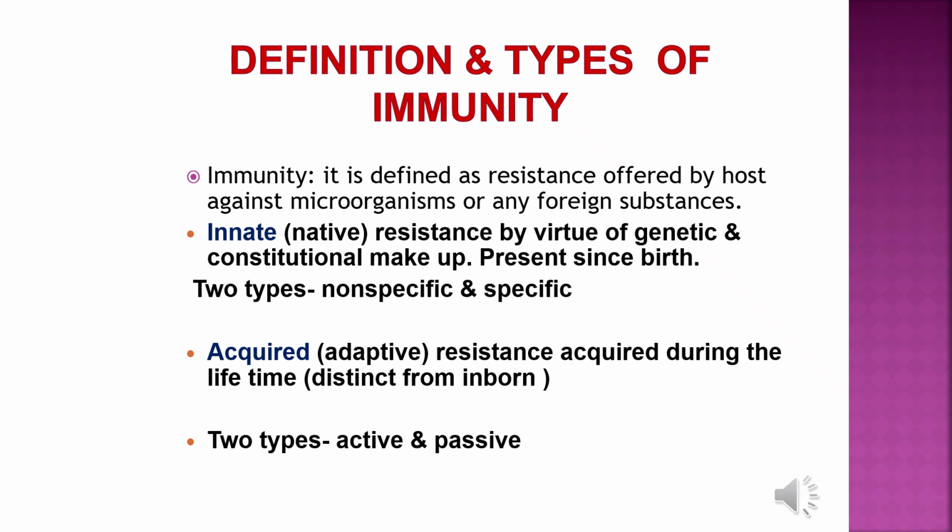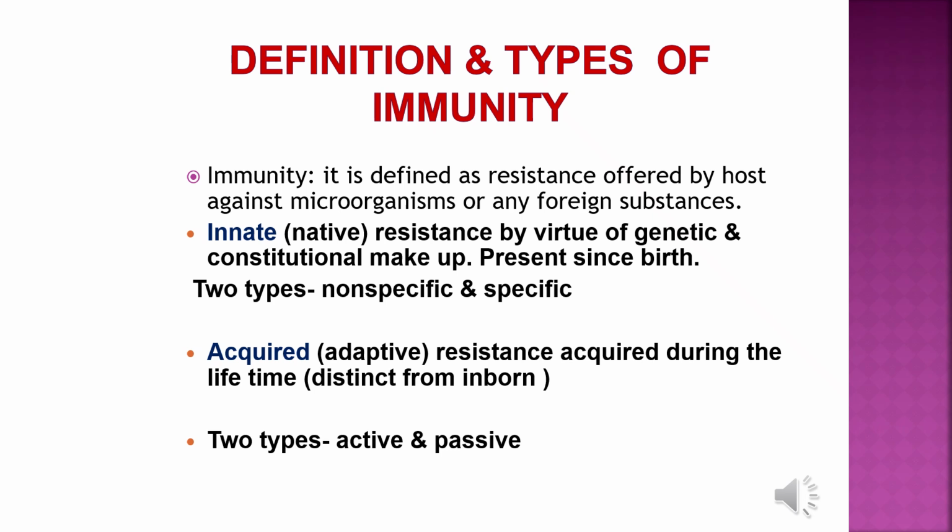It is divided into two types mainly, innate and acquired. Innate immunity, or native immunity, is the resistance by virtue of genetic and constitutional makeup. So it is present since birth. And then again it is divided into two types, the non-specific and specific.